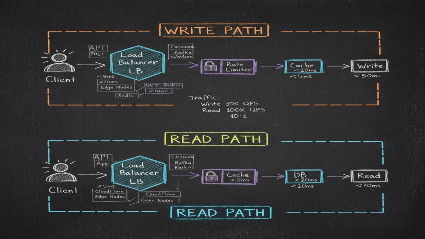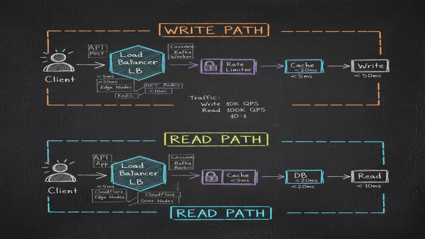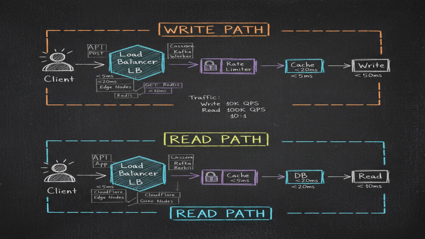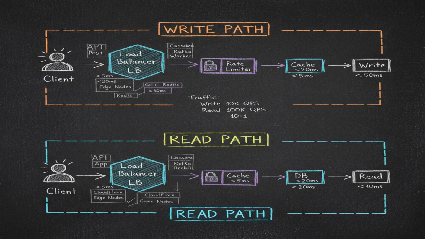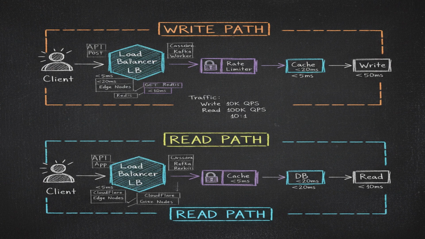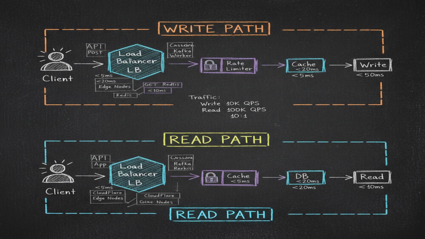We'll have two main paths, one for shortening URLs, the write path, and one for redirecting, the read path. The write path involves receiving the long URL, generating a unique short key, and storing the mapping in a database. The read path involves receiving the short URL, retrieving the corresponding long URL from the database, and redirecting the user.